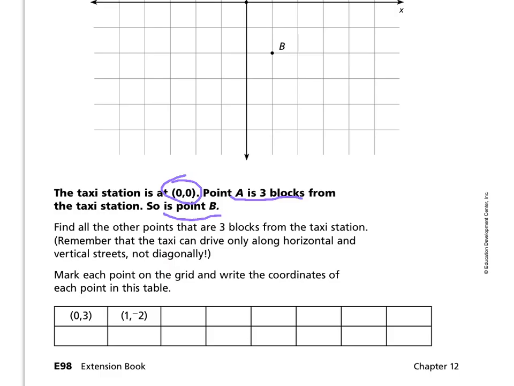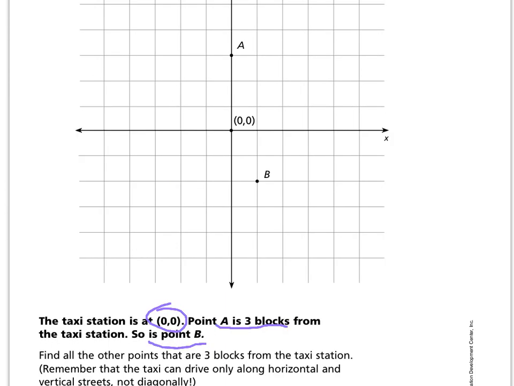Remember that a taxi can drive only along horizontal and vertical streets, not diagonal. Mark each point on the grid and write the coordinates of each point in this table. You can see that for the first one it's going to be up just 3, so he had 0 and 3. And then for letter B he went over 1 and he went down 2.